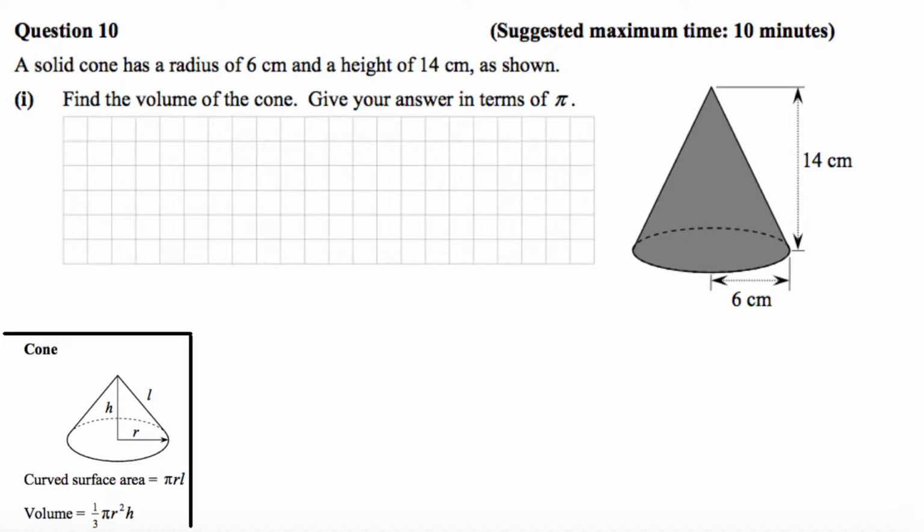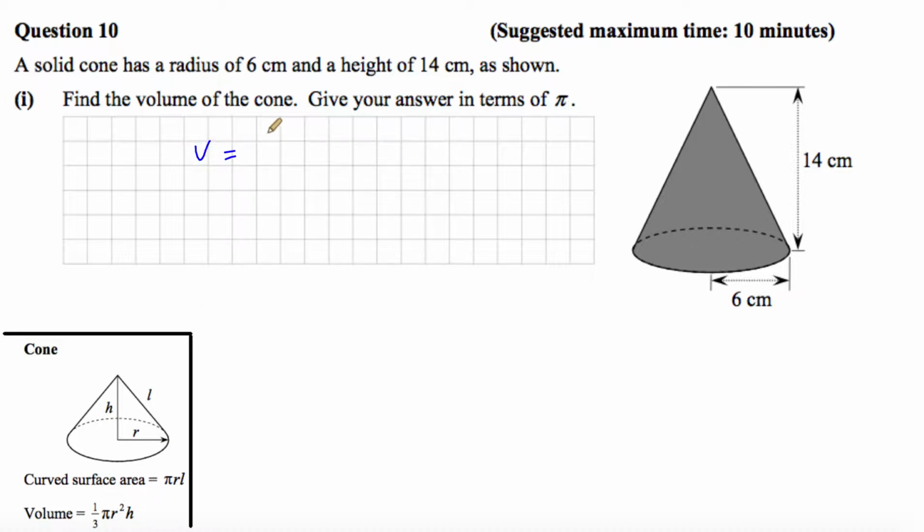So this is the 2014 Junior Cert Higher Level Paper 2 and we're looking at question number 10. A solid cone has a radius of 6 centimeters and a height of 14 centimeters as shown. Find the volume of the cone and give your answer in terms of pi. Okay, well the volume of a cone, I've taken this here from the tables book. It's a third pi r squared h.